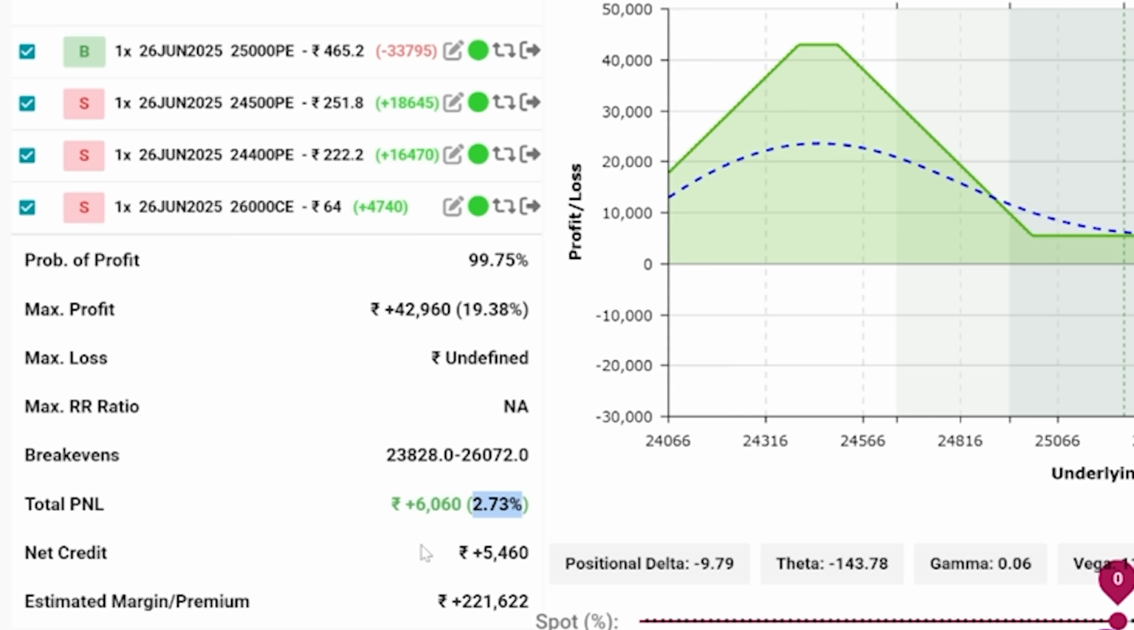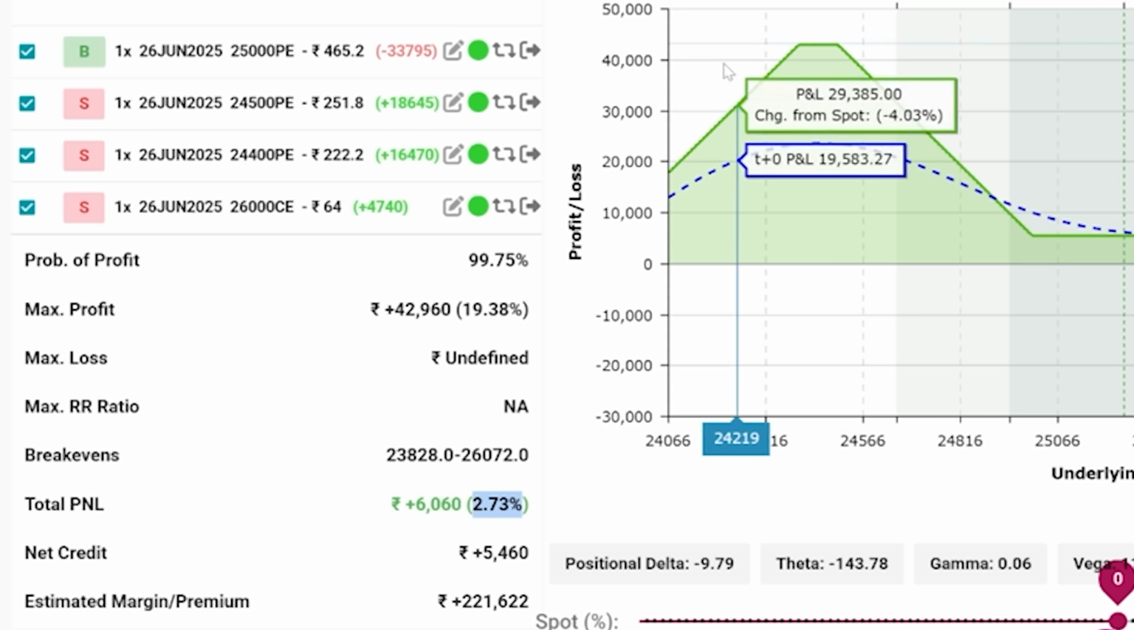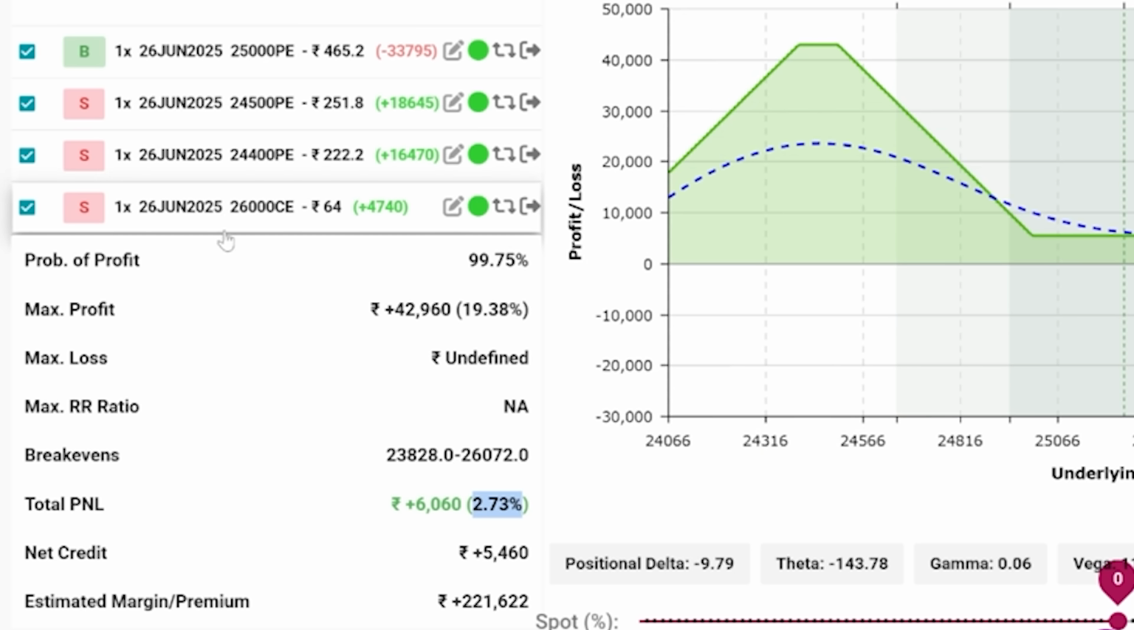Right? Of course, there are some plus and minus points, as I always tell you. In case markets move beyond 26,000, my extra leg will give a loss, or if the market crashes below 24,400, there will be an unlimited loss. If you do not want the unlimited loss, you can always add one more buy option, but normally I don't do that.